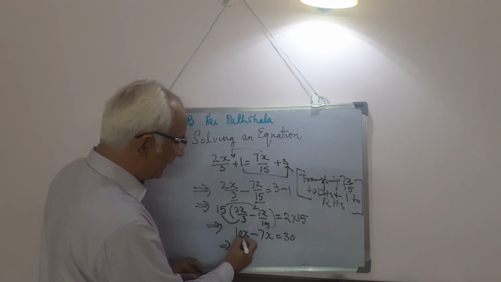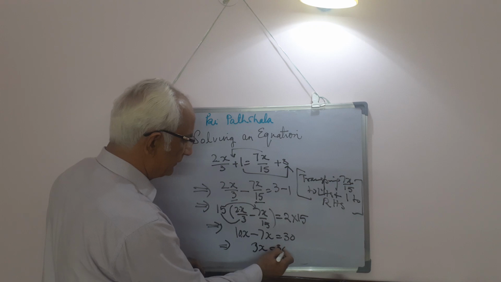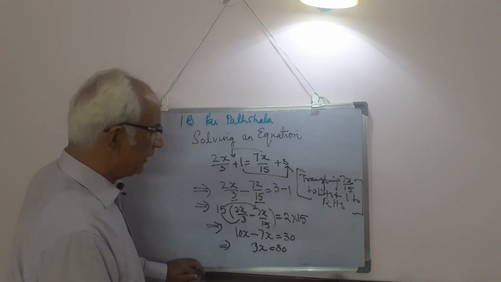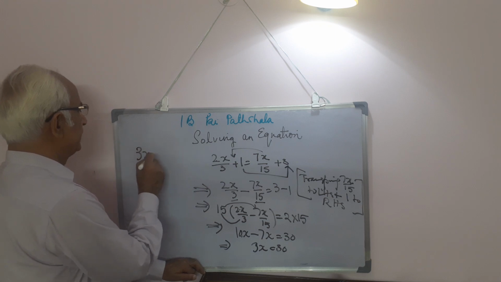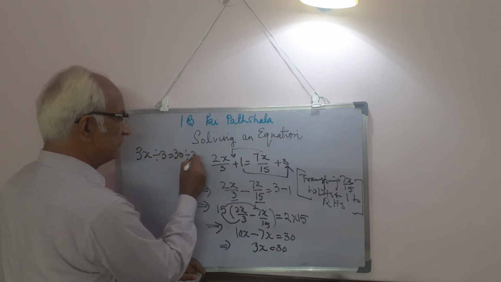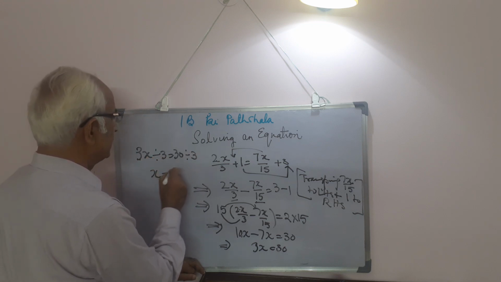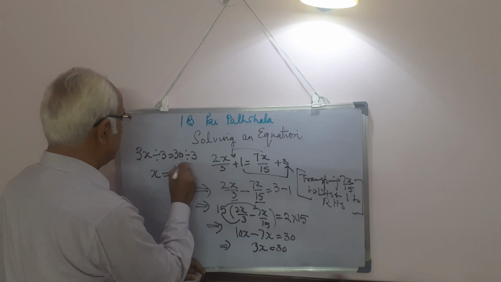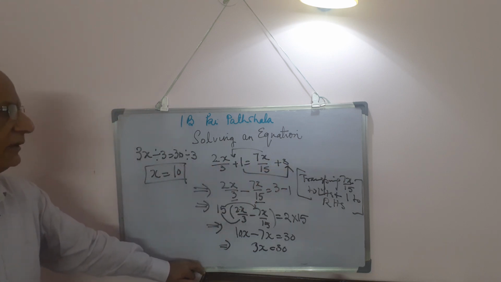So 10x minus 7x means 10 minus 7, 3x is equal to 30. So if we divide both sides by 3, 3x divided by 3 is equal to 30 divided by 3. 3 divided by 3 is 1, so it becomes x. 30 divided by 3 is 10. So this is the value which will satisfy both the sides.